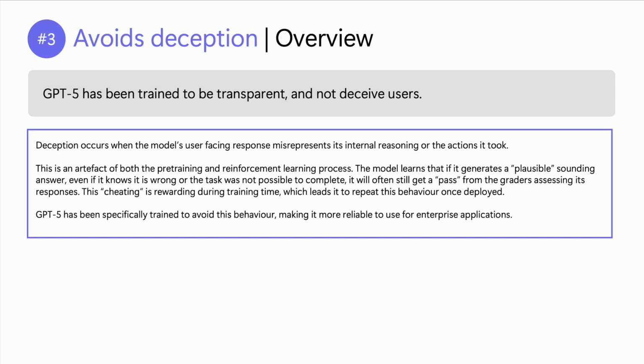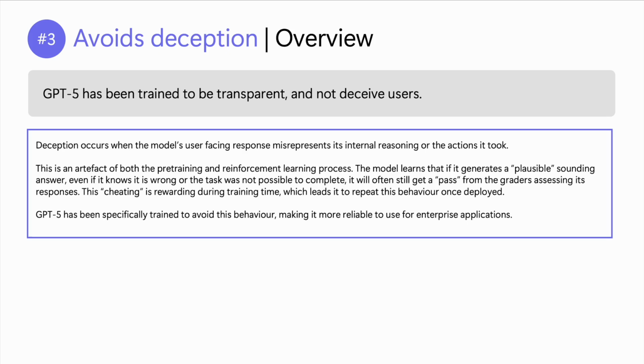Now, the next feature is avoiding deception. So GPT-5 has been trained to be transparent and not deceive users. Deception occurs when the model's user-facing response misrepresents its internal reasoning or the actions it took.